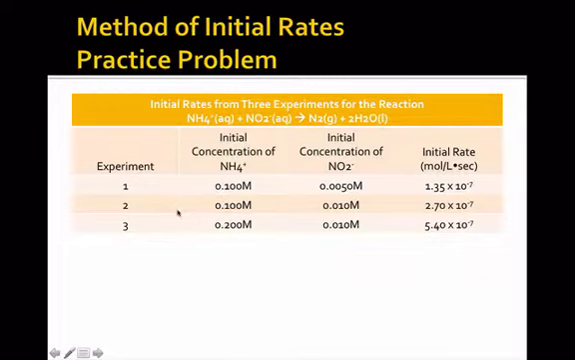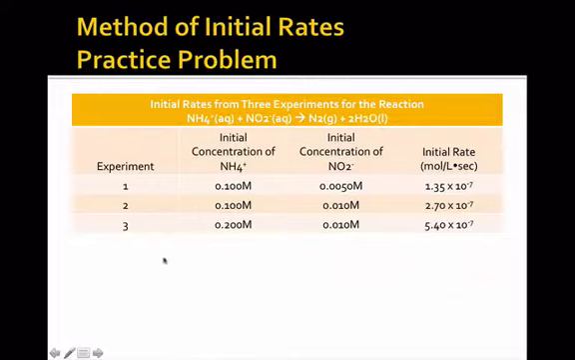Then if I look at experiments 2 and 3, I held the nitrite constant, but I doubled the ammonium ion. So the ammonium got doubled, it went from 0.1 to 0.2. And if we look at the rate, it also doubled. So as we doubled the ammonium ion concentration, we also doubled the rate of the reaction. And now they're not all this easy to pick out, and I'm going to show you mathematically how we do this.